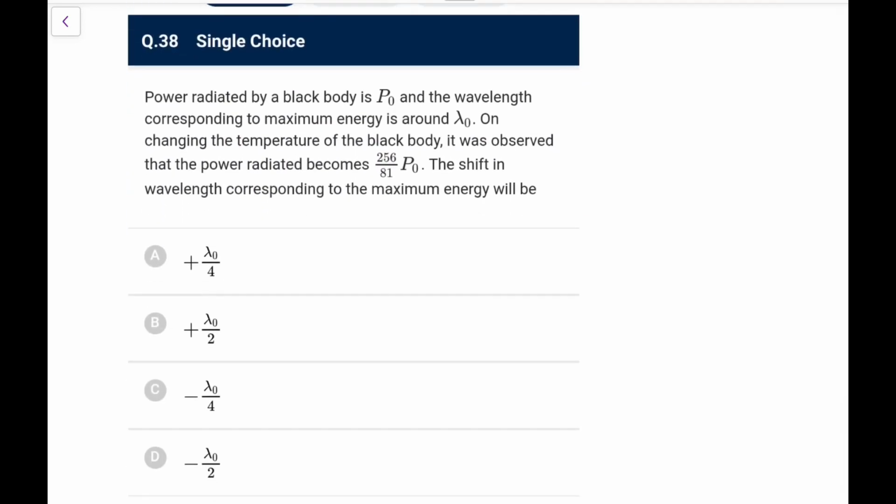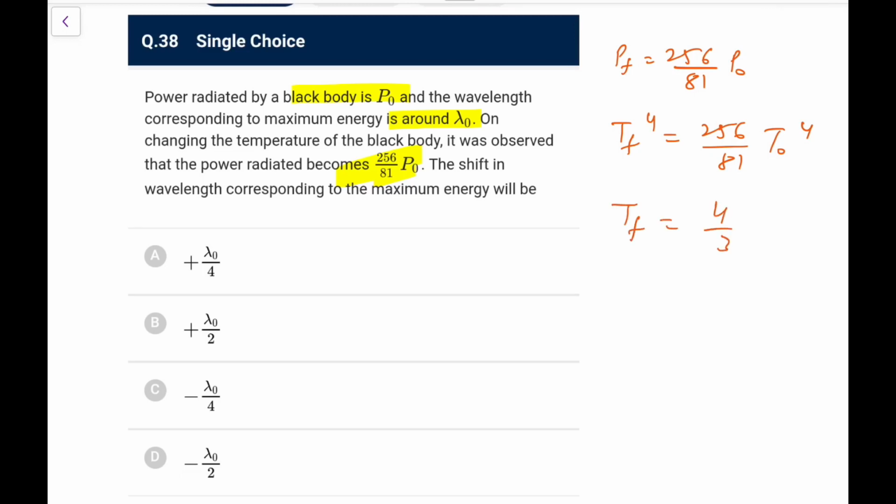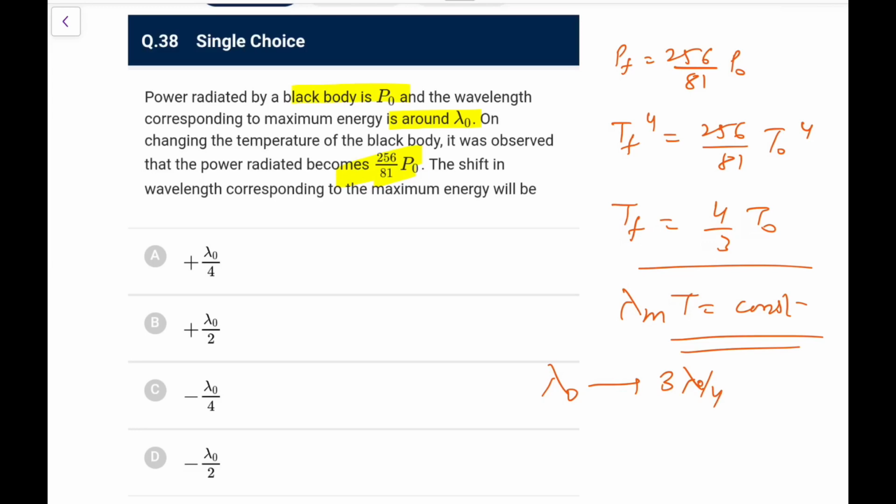Power radiated by a body is P naught, black body, and the wavelength corresponding is lambda naught. On changing the temperature, it is observed that the power radiated becomes 256 by 81, the shift in wavelength. So what we can directly say, this P final is 256 upon 81 times P naught, and we know this P ratio depends on temperature to the power 4, that is 256 upon 81 into T naught to the power 4. So T final becomes, if I take the root 1 by 4, this is 4 by 3 of T naught. So temperature has become 4 by 3, so from Wien's law lambda times T is constant, so that becomes 3/4. So that would be 3/4. That means from lambda naught it shifts to 3 lambda naught by 4, so shift would be minus lambda naught by 4. You can directly go for option C.